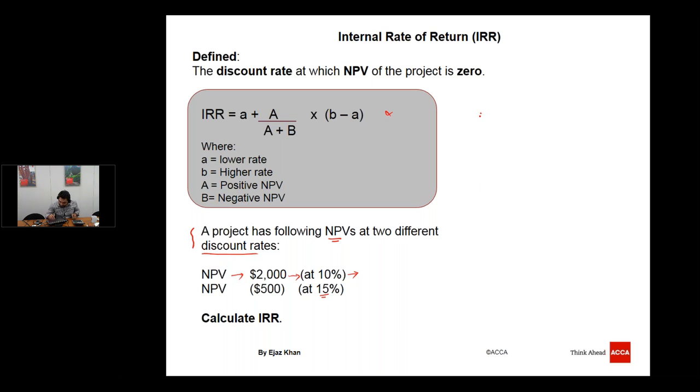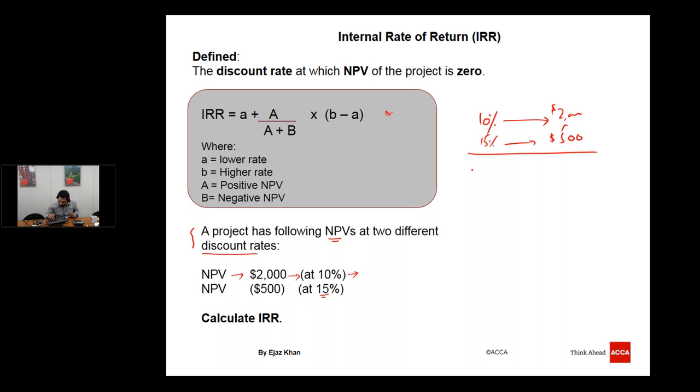Okay, so at 10%, we have $2,000. At 15%, we have a negative of $500. So it means that the project's rate of return is somewhere in between 10 and 15%. And the rate will be the one at which the NPV is 0. If at any point we get a 0 NPV, that discount rate will actually be the rate of return of the project.